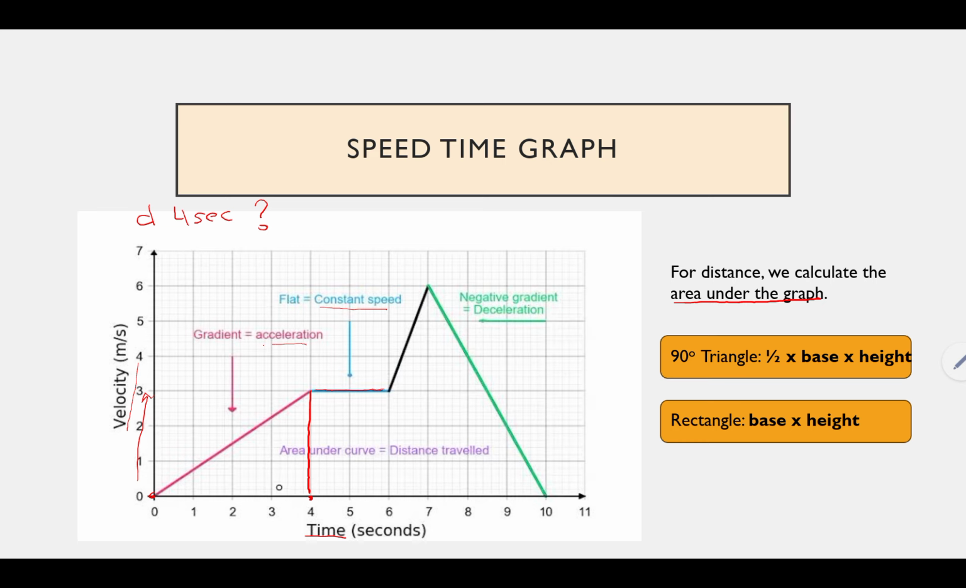This is a triangle. What's the rule of the triangle to get the distance? To get the distance, half times base times height. You took it in math. We're doing it again in physics.